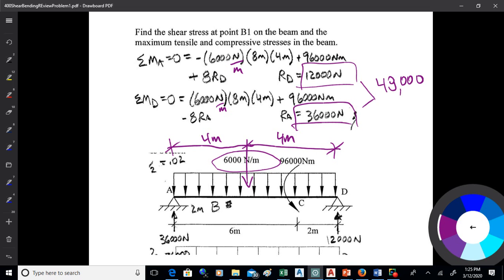Okay, so your shear diagram is going to jump up by that left-hand reaction at A, and then it'll come on down as a function of the area of the load diagram. Okay.